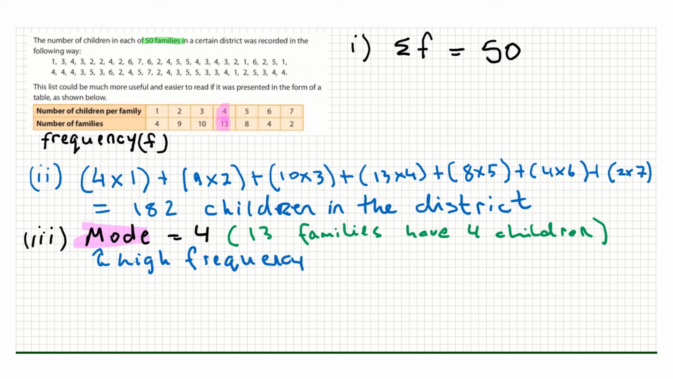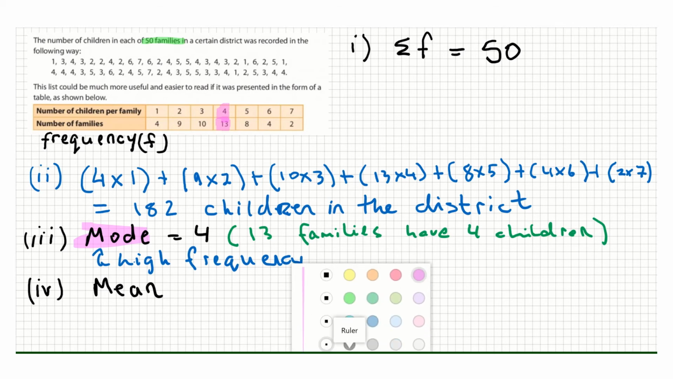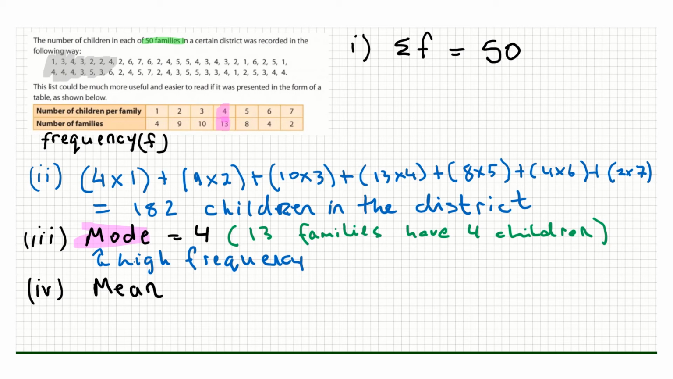Part 4. We might be asked to find the mean, the average. Of course, we could come up here to the top, even though we're not usually given this information. We could take all those 50 numbers, add them together, and divide by 50. That's going to take a lot of time. The chances of making a mistake there are high.